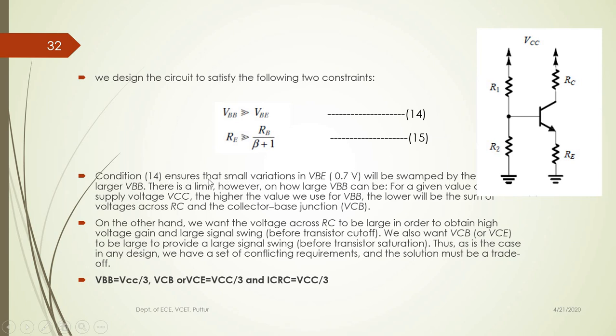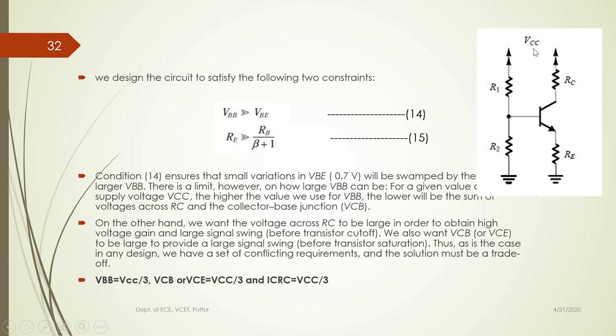So condition 14 ensures that small variation in VBE will be swamped by the larger VBB. So if we take a larger VBB, changes in the VBE can be avoided. But there is a limit for VBB. However, how large VBB can be applied, this is a question. Let us take an example. For a given supply voltage VCC, VBB will be derived from VCC. Correct? So VBB will be obtained from the potential divider network that is derived from VCC.